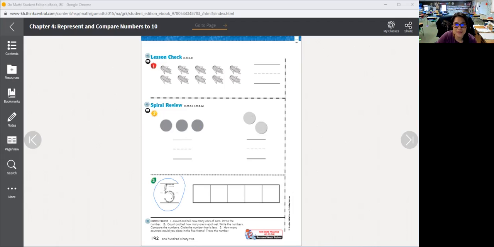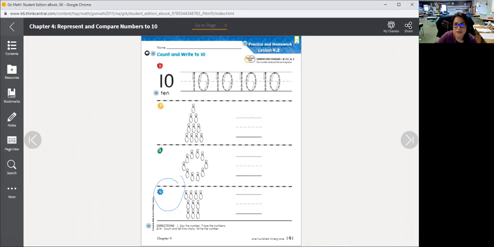All right, count and write the number, count and write the number, count and write the number, and then compare which one's less than, which one's smaller than the other. And then trace the 5 and show 5 in the 5 frame. Okay, and then of course, the next one is just counting and tracing. Okay, so that's your homework.